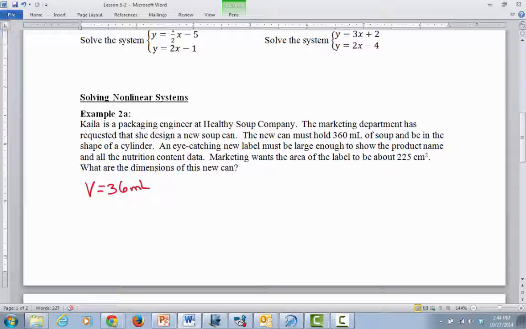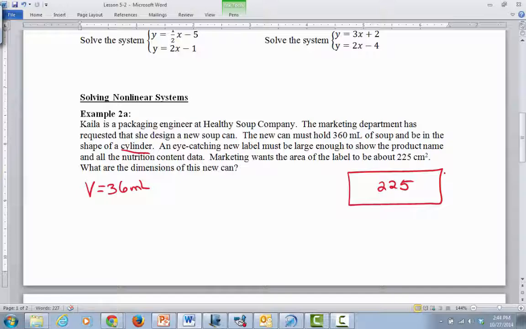And then it's a cylinder. And that's important. An eye-catching new label must be large enough to show the product name and all the nutrition content data, and it wants the area of the label to be 225 centimeters squared. So when you're looking at a label, it's usually like a square area, right? So that area needs to be 225.